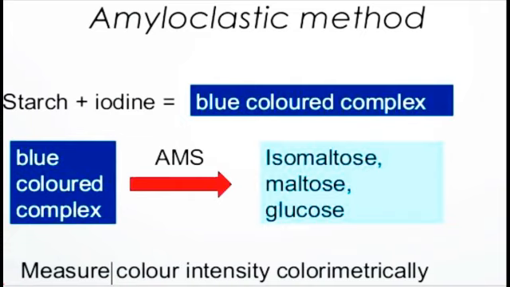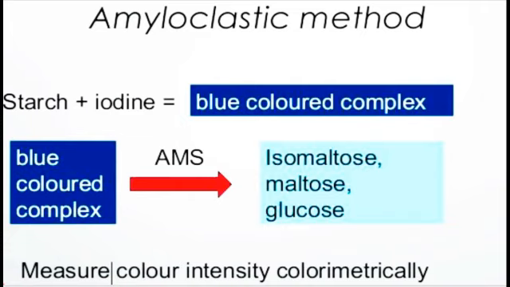The assay of amylase enzyme is done by three different methods. One is the amyloclastic method, the second one is the saccharogenic method, and the third one is the chromogenic method.